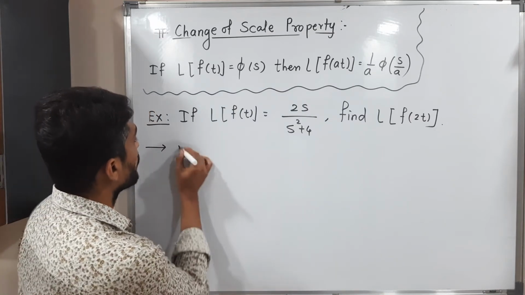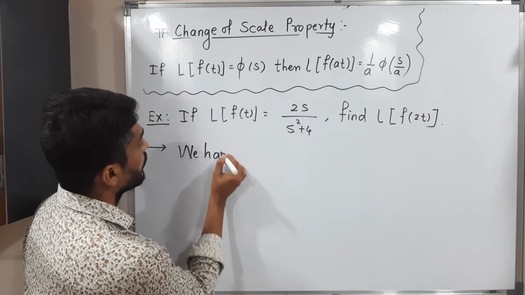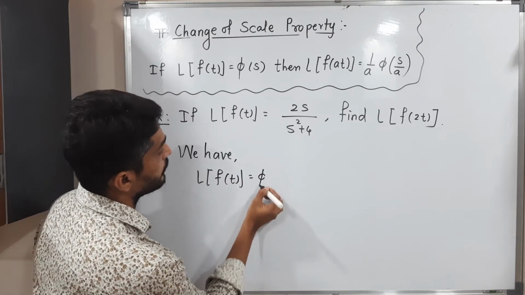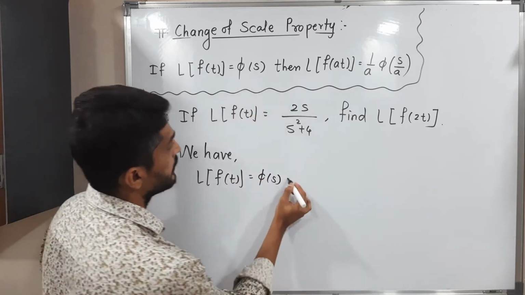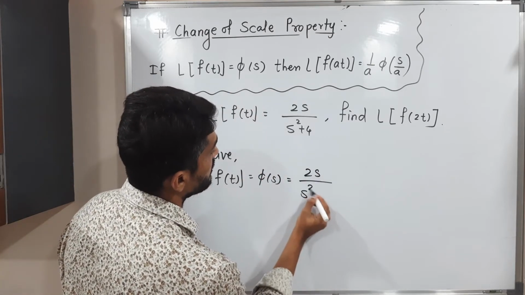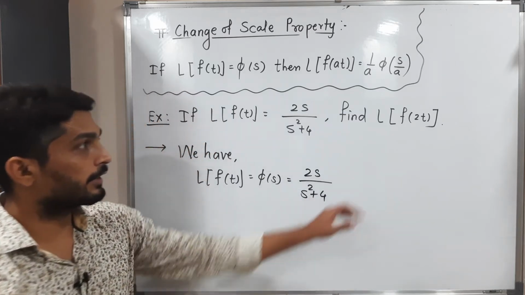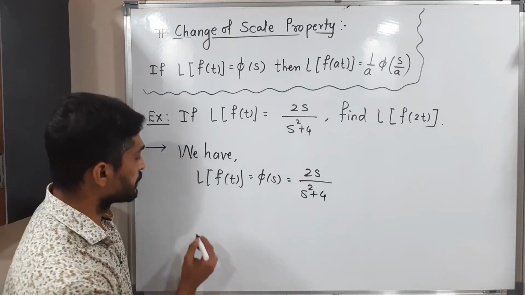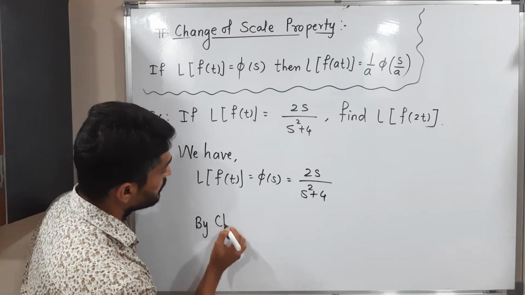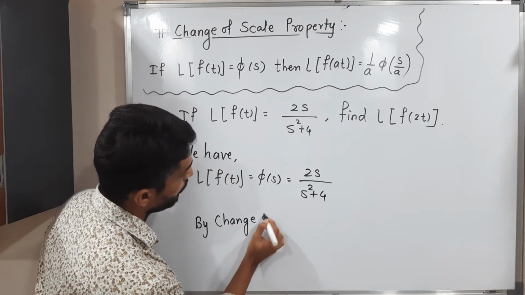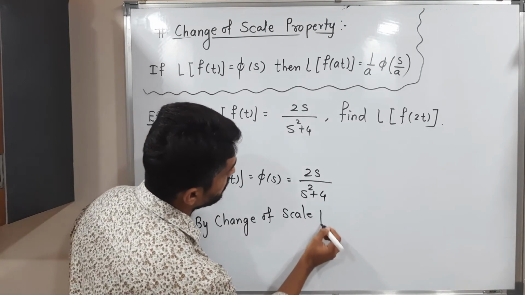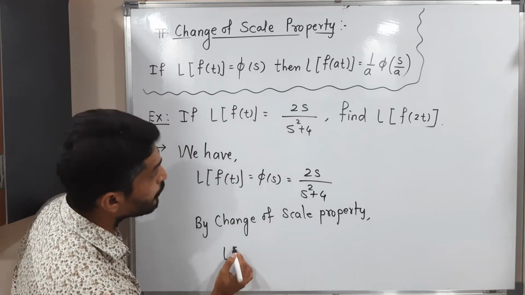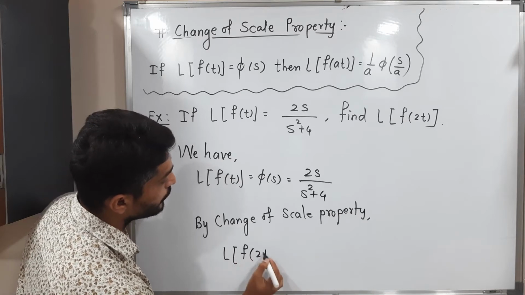So let me write, we have L of f of t. Normally we call it phi of s, and here it is also mentioned, phi of s is 2s upon s square plus 4. After that we have to calculate this one. As I told you, we are going to use change of scale property. Let me mention that, by change of scale property, what will you get? What we want is L of f of 2t.